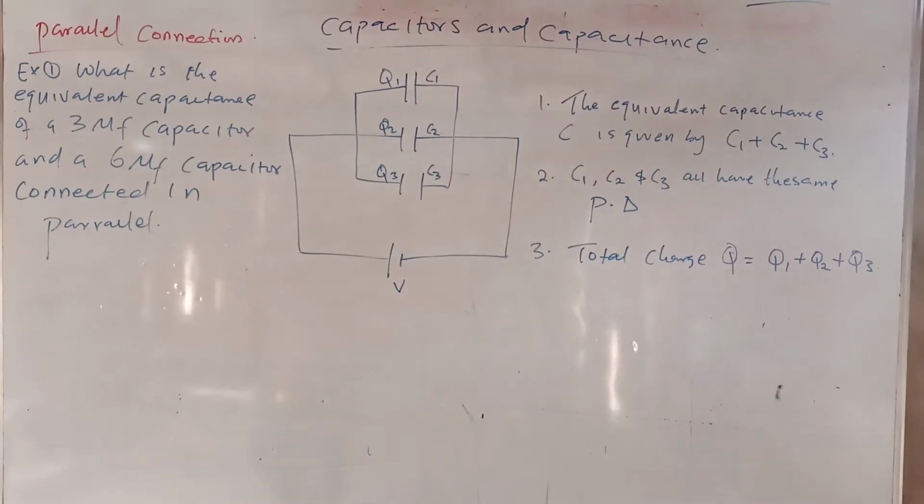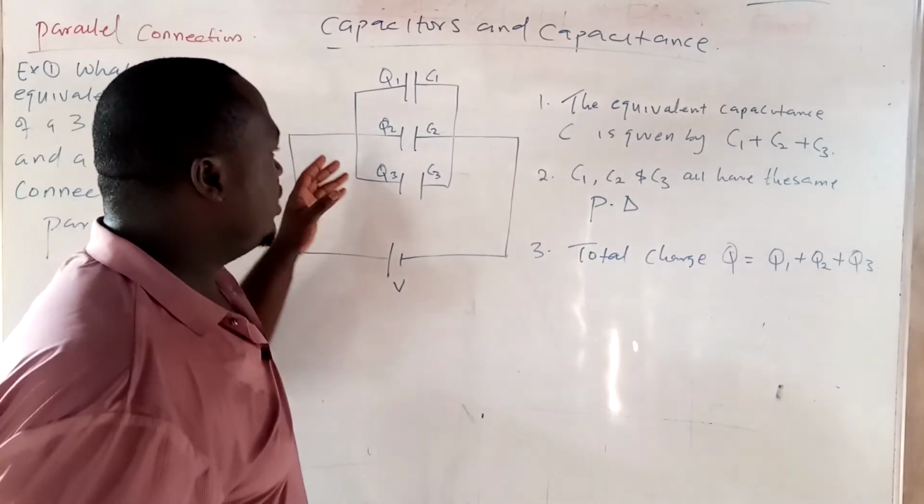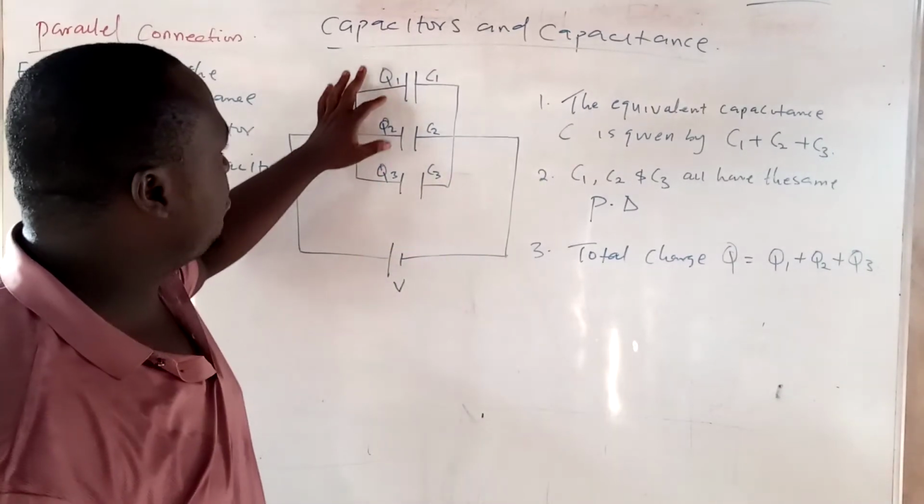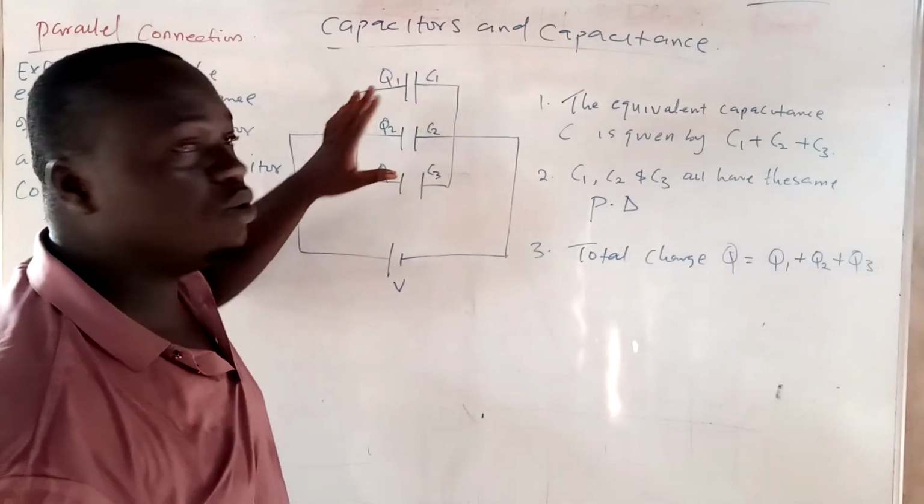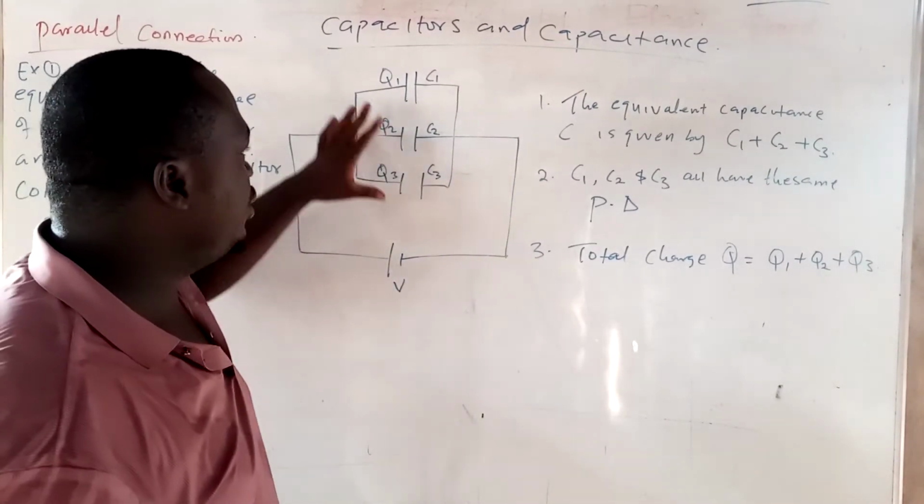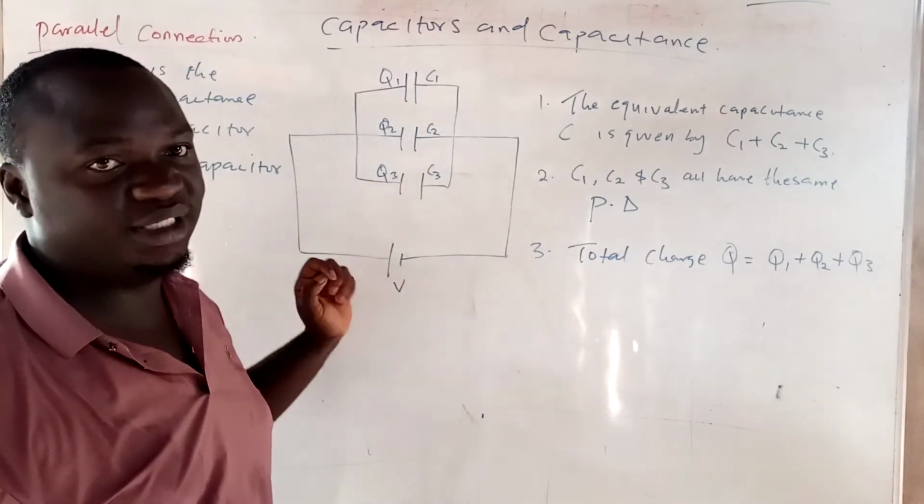Welcome, parallel connection. Now, look at this diagram. Whenever you have a capacitor arranged this way, it is arranged in a parallel way. And for you to get the equivalent capacitance in this circuit, there is a way we used to do it.